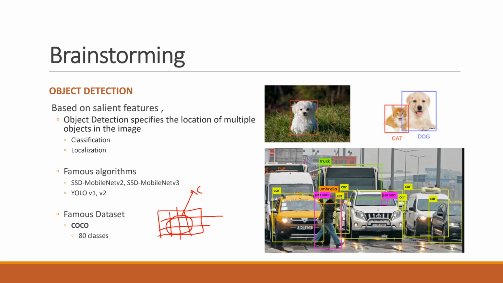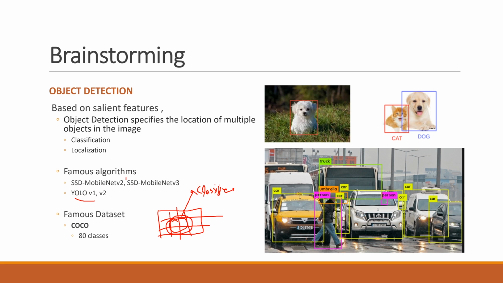For example, if there is a cat and dog image, what SSD MobileNet does is divide it into different patches, and then from the combinations of the patches it makes the most salient one, and then it asks the classifier. So it is the combination of two algorithms. Similarly, we have other algorithms like YOLO, You Only Look Once, which is also a very famous one, but the most lightweight and fastest one is SSD MobileNet.